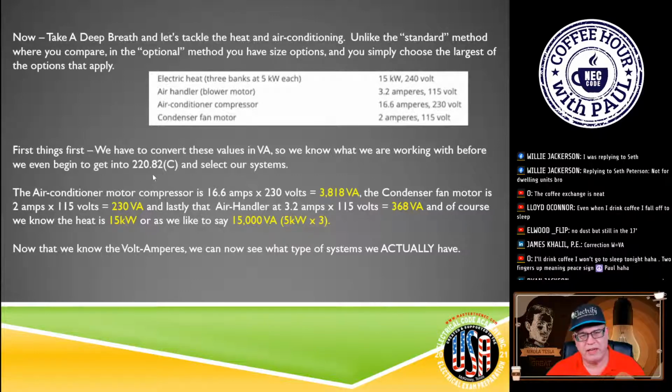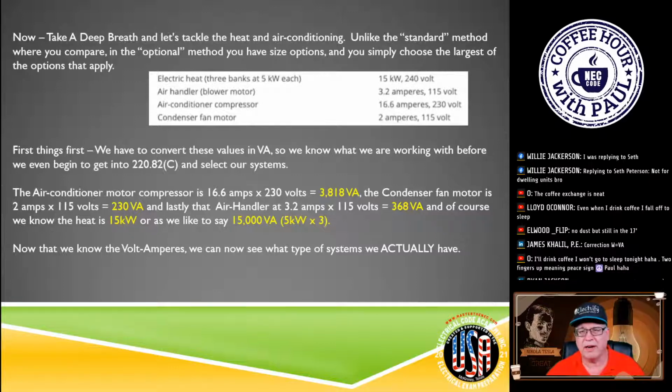So first thing is we want to convert all these values just so we know what we're working with, to convert them to VA. Because I've got everything. Now, I don't have to do that with the heat. That's 3 banks of 5, so that's 15 kW, which is the same as 15,000 watts, 15,000 VA.